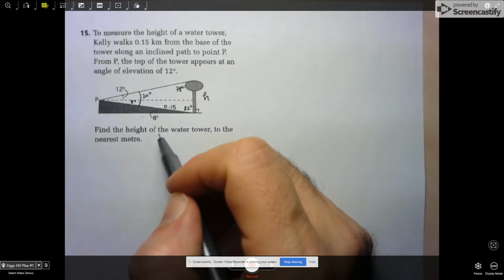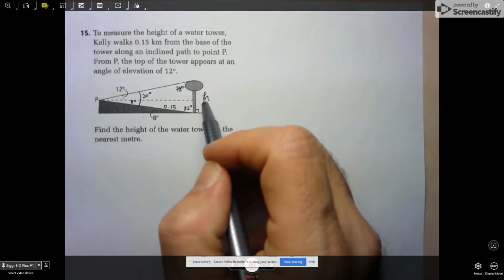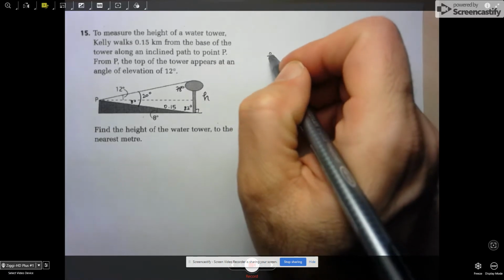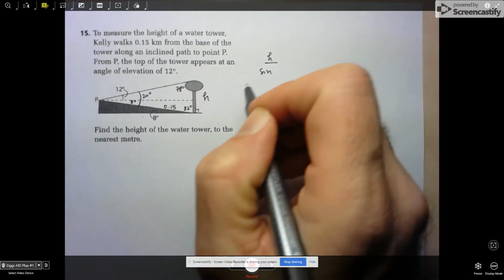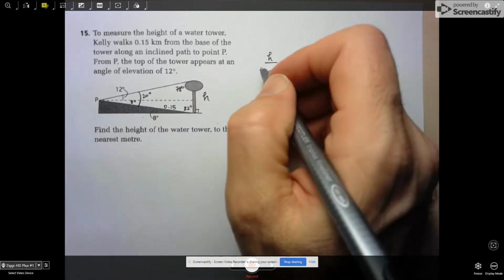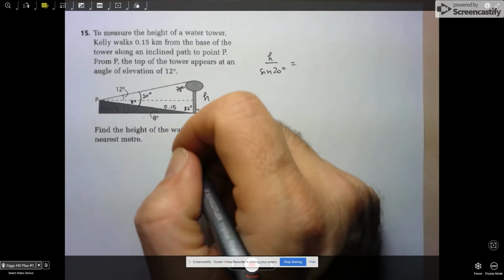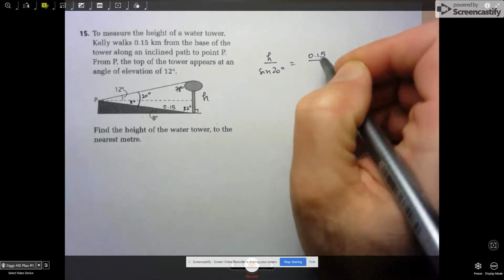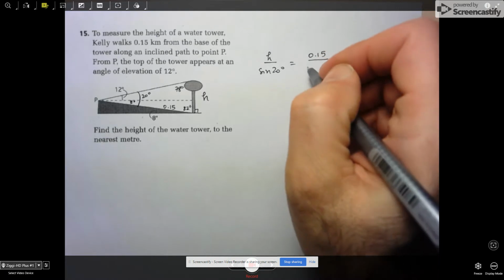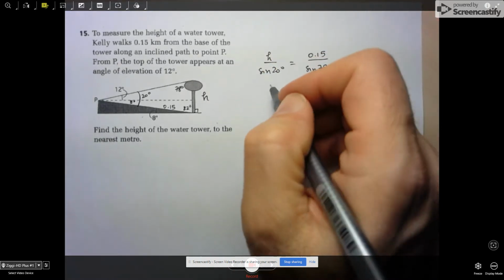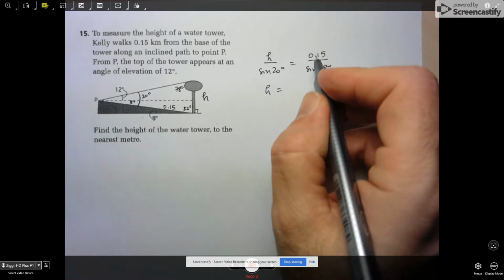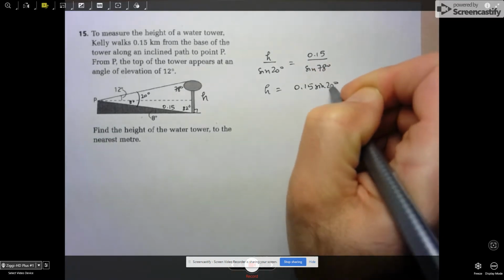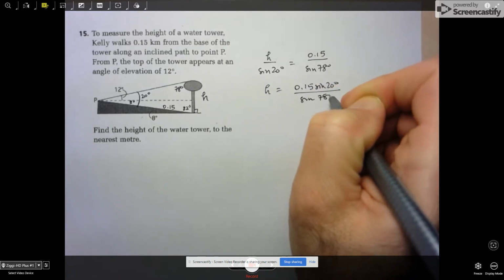So let's set up an equation here. Because I'm looking for a length value, I'm going to use the version that has the length values in the numerator. So we'll do h over sine of its opposite angle, which we found was 20, equals the known pair, so 0.15 over the sine of its opposite angle, so sine of 78. And here we can easily solve for h by multiplying sine 20 to both sides. So h equals 0.15 sine 20 over sine of 78.